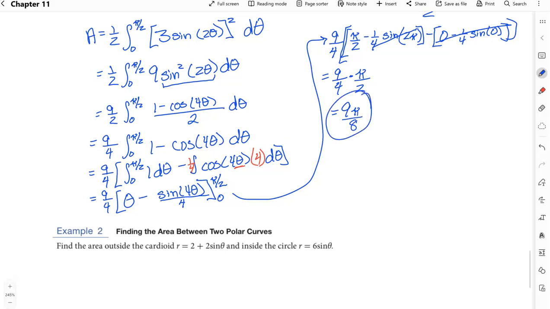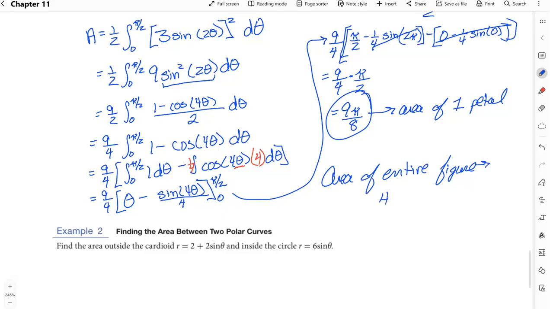So that's the area of one petal. So if I wanted the area of all of them, I would just multiply by 4. Four times 9 pi over 8, which would be 9 pi over 2.